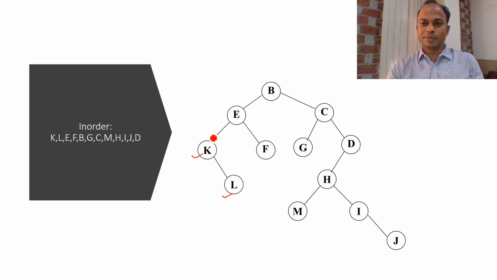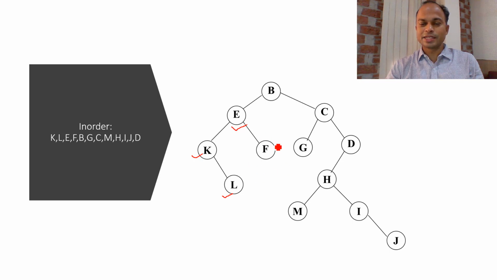After K and L are visited, we are talking about this left subtree. E is the root of this left subtree, and we have visited the left subtree of root E. Now we have to visit the root. This is our sequence: initially left, then root, then right. So we visit the root, which is E.